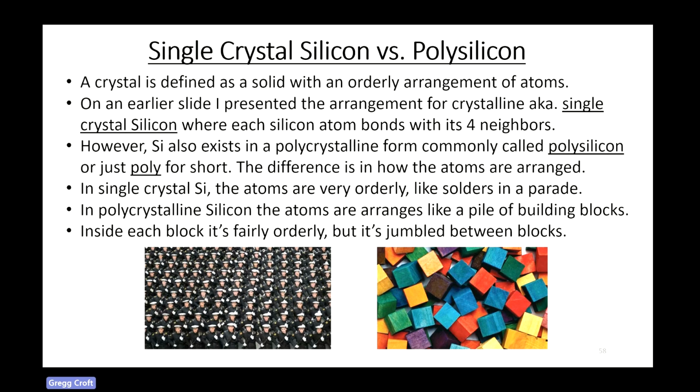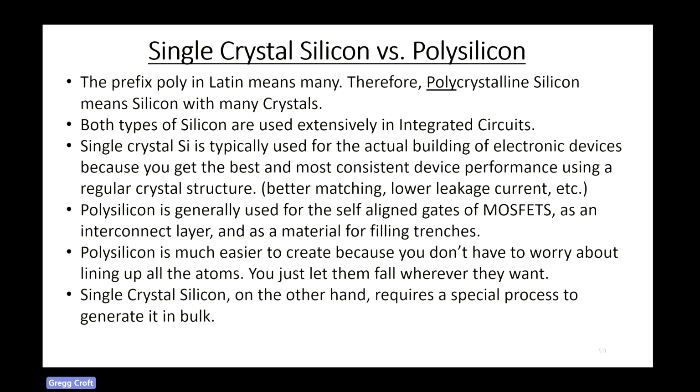So inside each building block, it could be fairly orderly, but from block to block to block, it kind of gets jumbled. Poly in Latin means many. Therefore, polycrystalline silicon means silicon with many crystals. Now, both types of silicon are used extensively in integrated circuits.